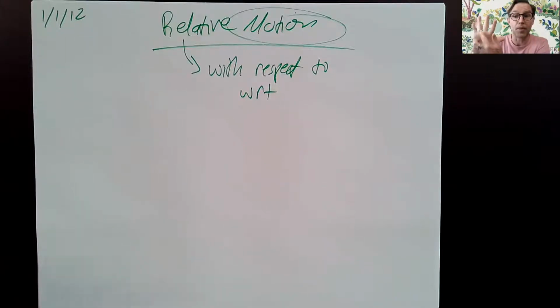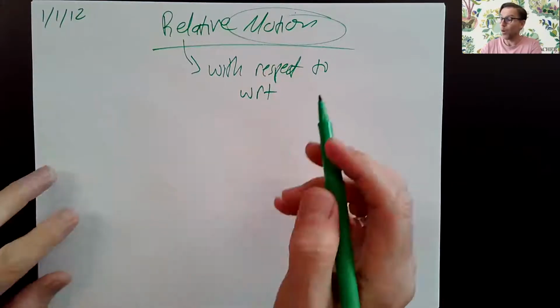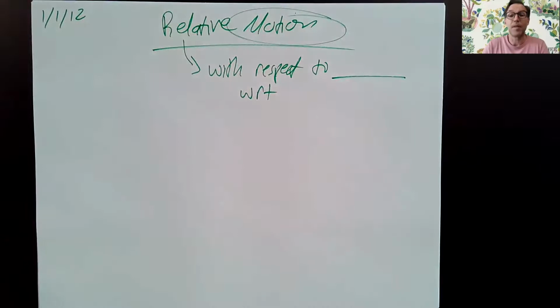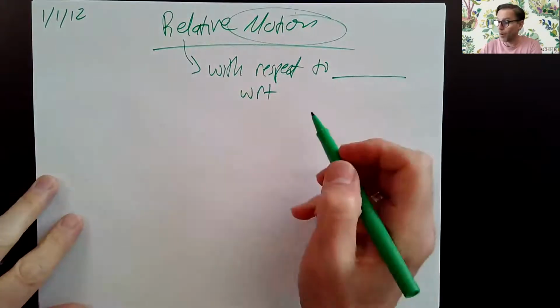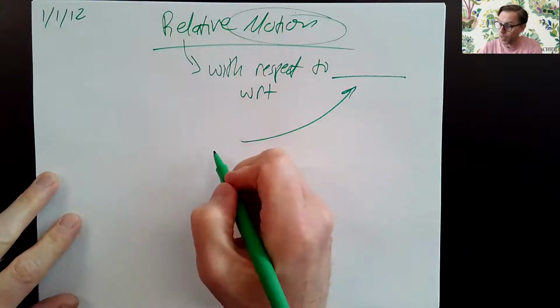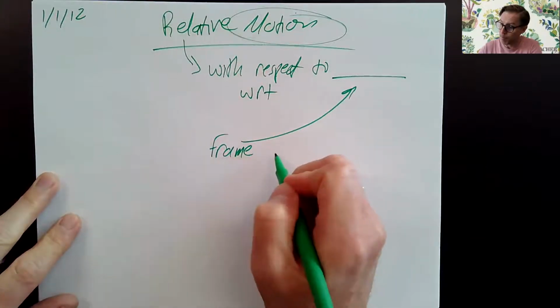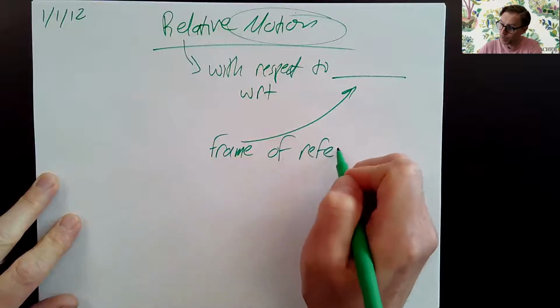However, is my ring moving relative to my ring finger? Nope, not moving. So it's at the same position at the beginning on my finger as it is in the middle on my finger as it is at the end on my finger. So with respect to what? The motion depends on what we are measuring the motion with respect to. That thing that we're measuring the motion with respect to is sometimes called the frame of reference.